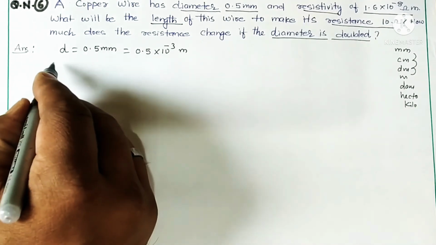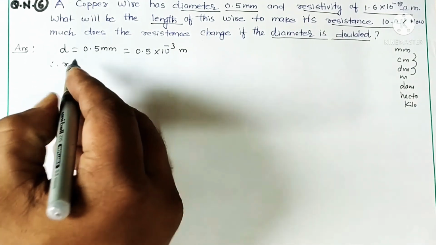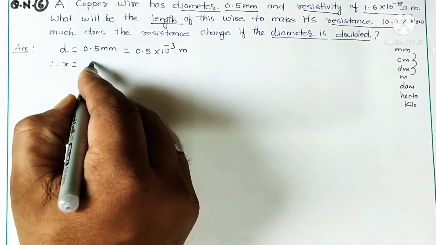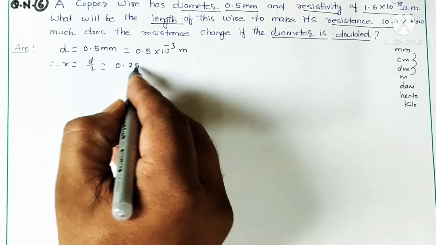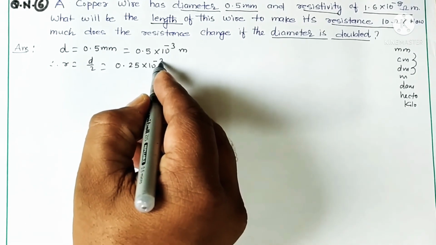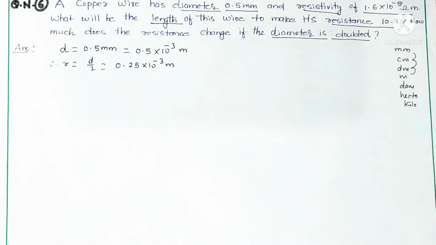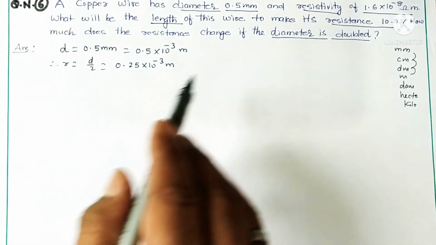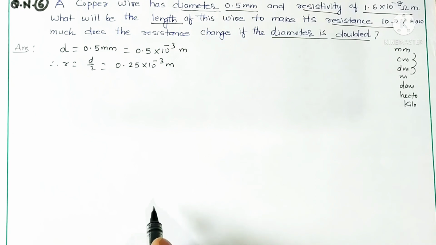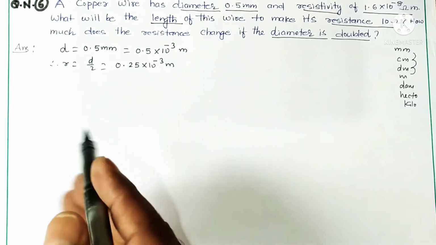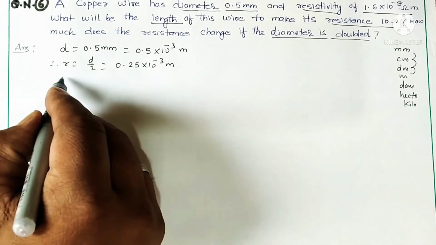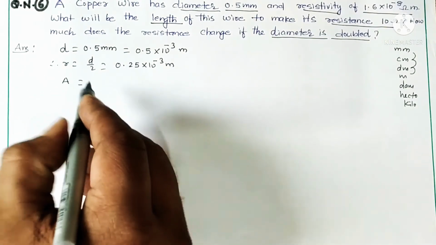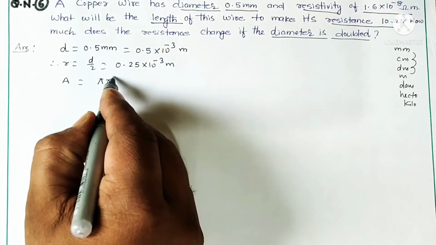So here, therefore, what will be the radius? It will be half of this one, means d by 2. It will be 0.25 into 10 to the power minus 3 meter. Why will we find the radius? Because we know the formula for resistance or resistivity. Now here I am finding the area, that is pi r square.